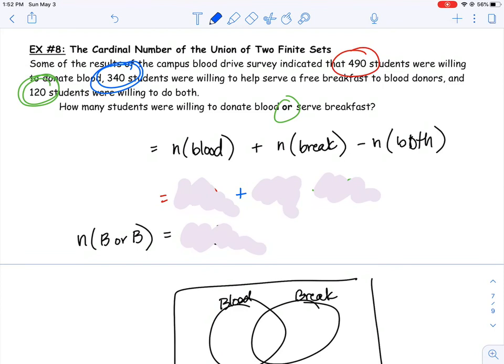Well, I can figure out how many students were willing to do A or B, the union, if I know how many students served breakfast and how many students donated blood, but make sure that I don't over-include any of my elements, and I've got to take out the amount that I overlapped, how many were in both. So how many students were willing to donate blood? Well, I got 490, right? And how many students were willing to serve breakfast? I got 340. But be careful.